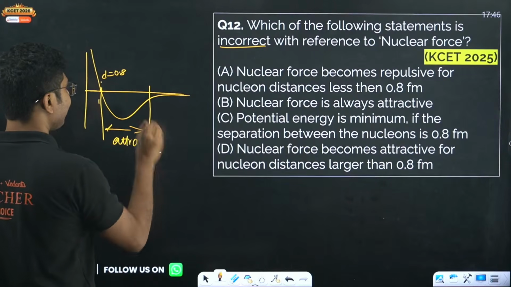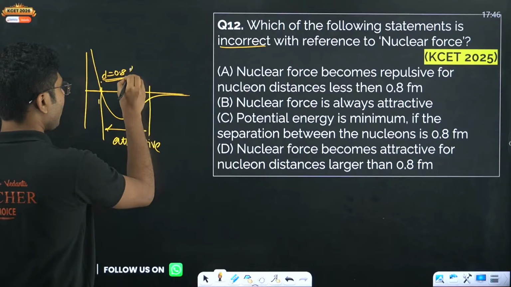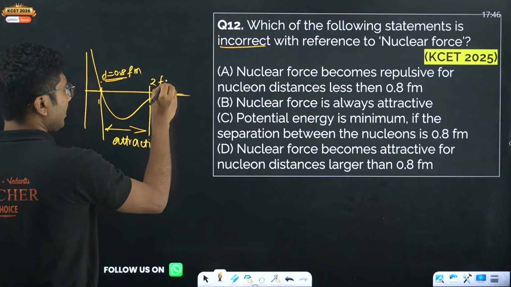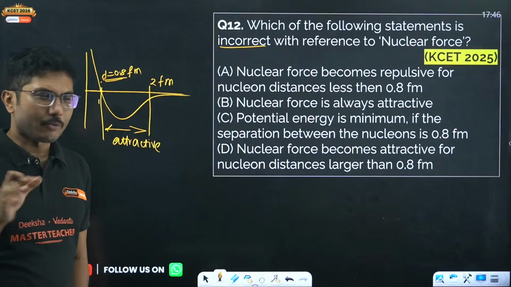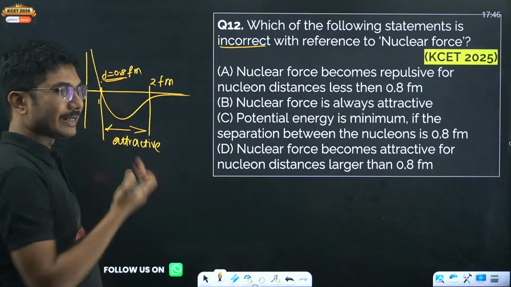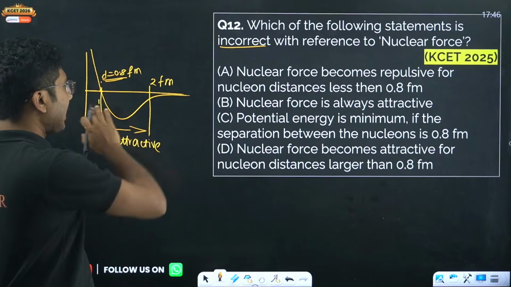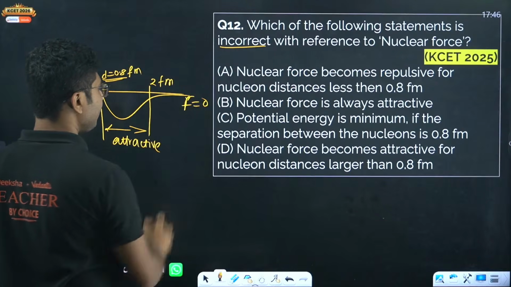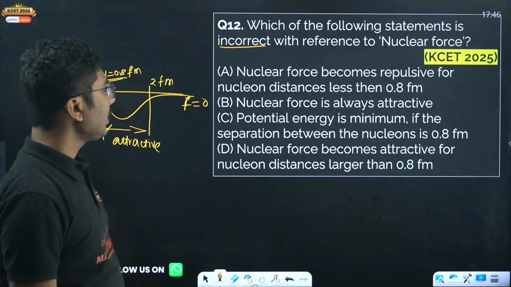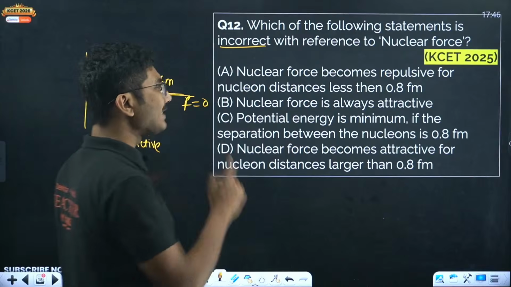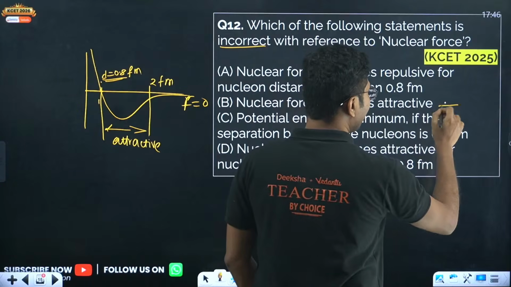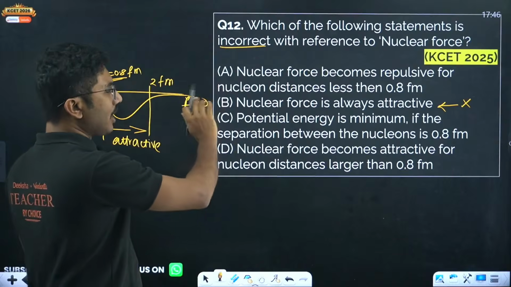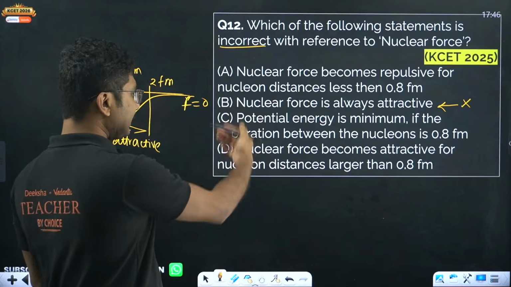Generally it runs from 0.8 femtometer to around 2 femtometer. Approximately 0.8 to 2 femtometer, and beyond that the nuclear force becomes 0. Nuclear force is always attractive is incorrect. This is the incorrect statement. I know option B is correct. Let's see the other options.